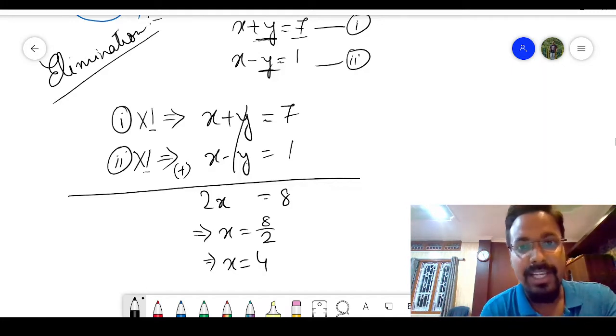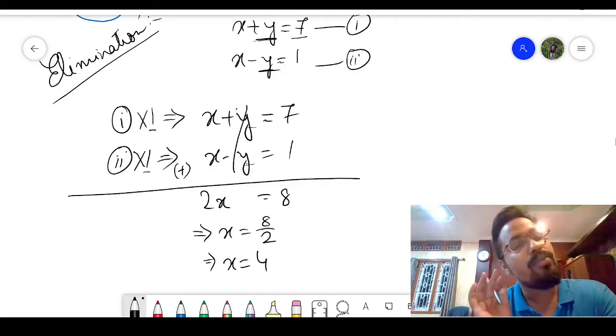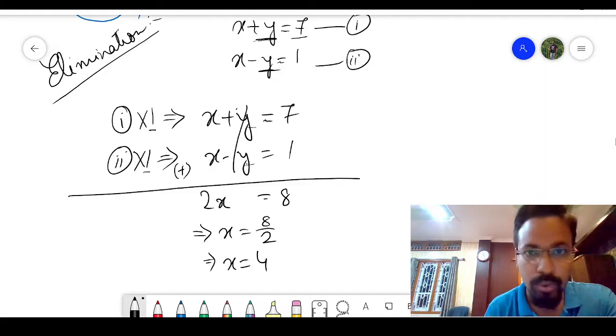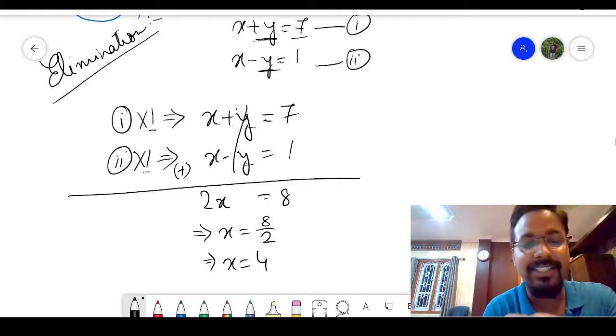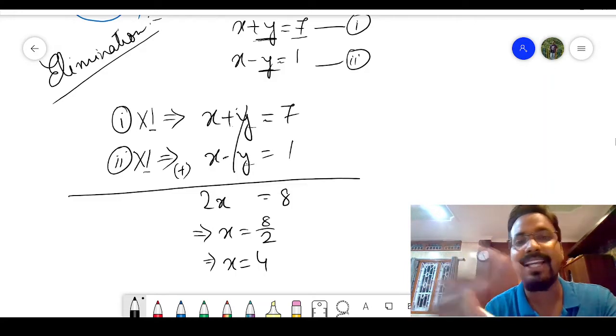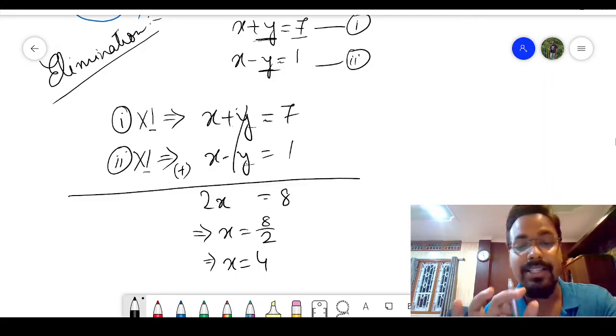So what we have done here is we have seen that both the y's in the two equations have the same coefficient. That is, here we have 1, here also we have 1. So they effectively have the same numerical value. One is positive, the other is negative. So obviously if you add them, they cancel each other out. Plus y minus y is 0, and thus it is done.